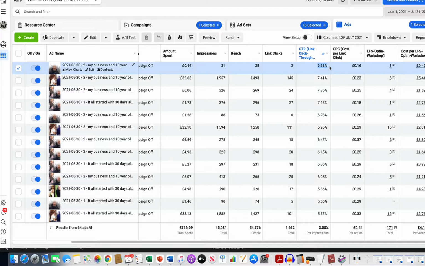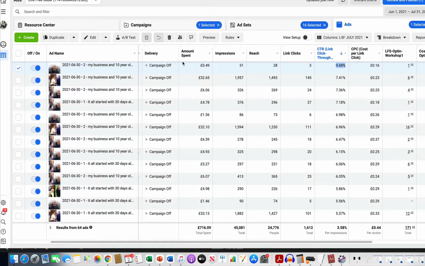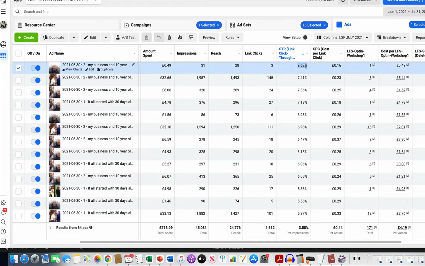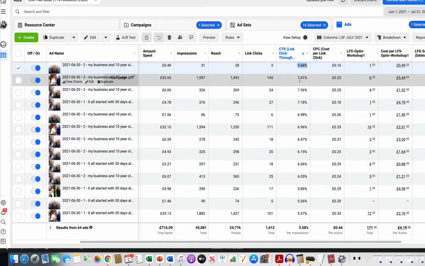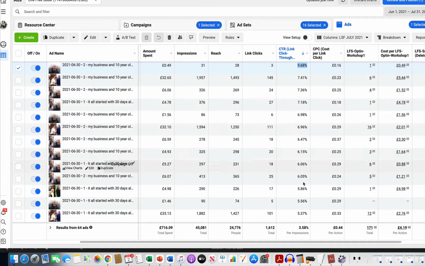Now that is a rocking campaign. Even though we haven't got the impressions so much on that particular ad, the click-through rate is awesome. Now, we're doing pretty well here at 7.1%, and the average for that ad set is 3.58. So I'm pretty happy with that.